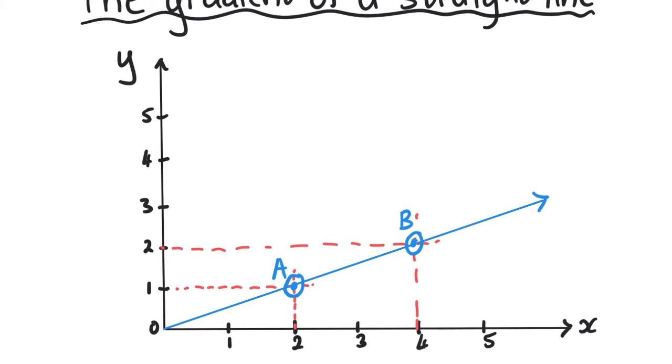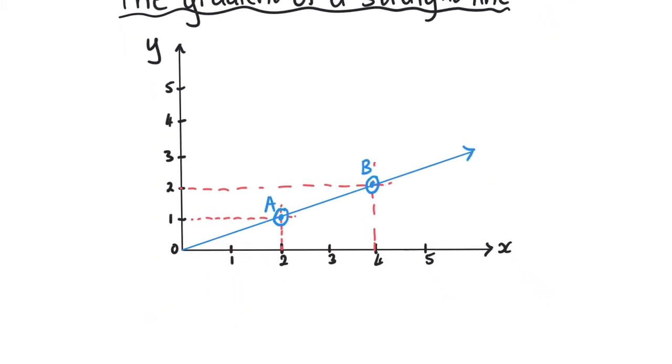So let's take these 2 points. We've got A and B. Now, to determine the x and the y values of A and B, we drop a perpendicular from the point on the line down to the x-axis, and we can see here that the x value of A is 2. Then to find the y value, we drop a perpendicular, in other words, a line that is at a 90-degree angle to the y-axis. And so there we get the y value.